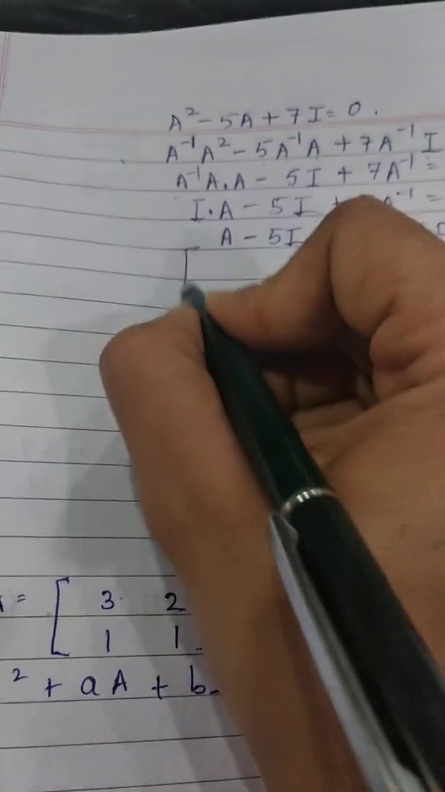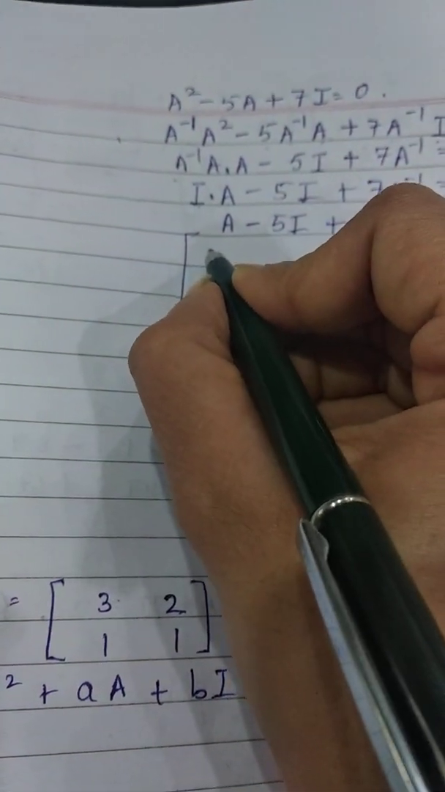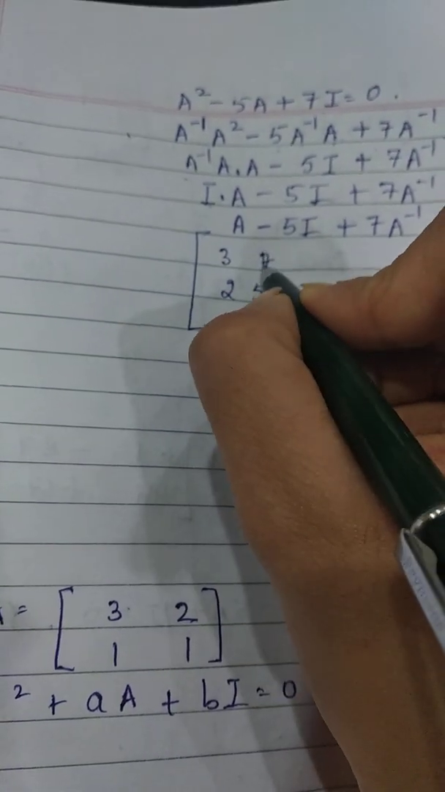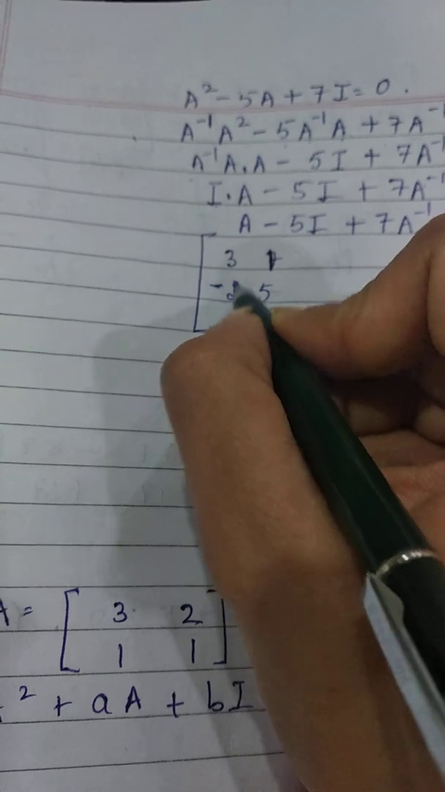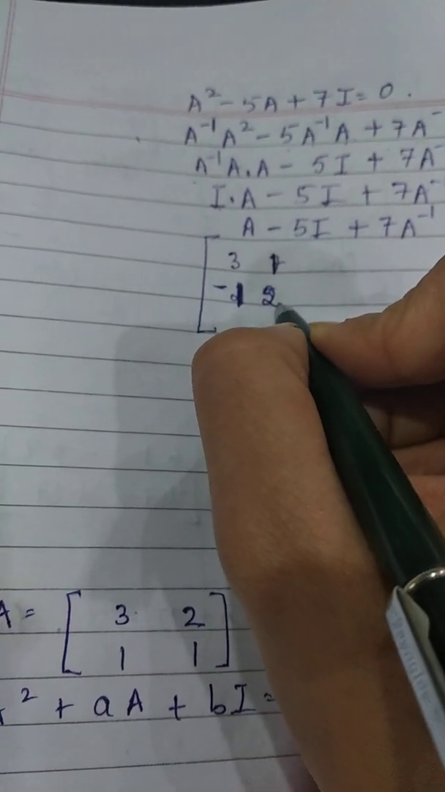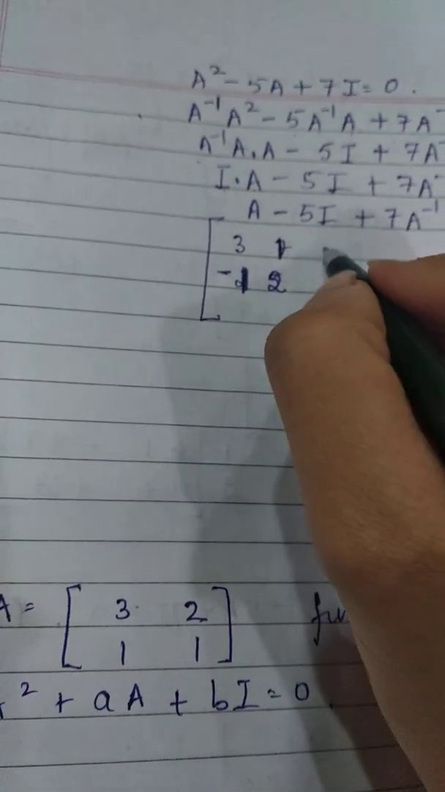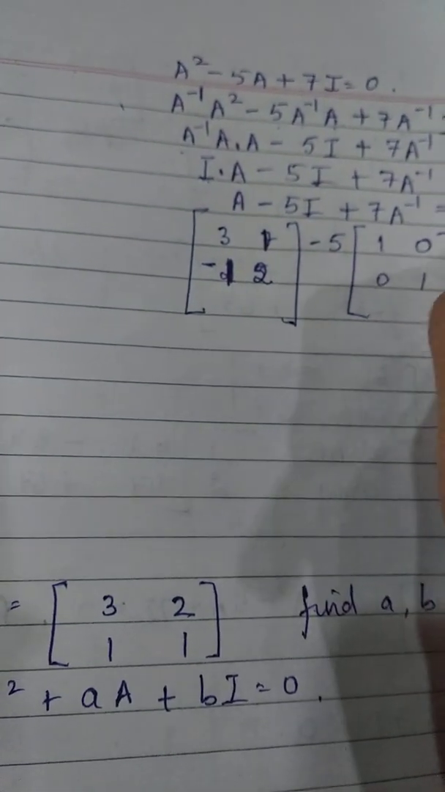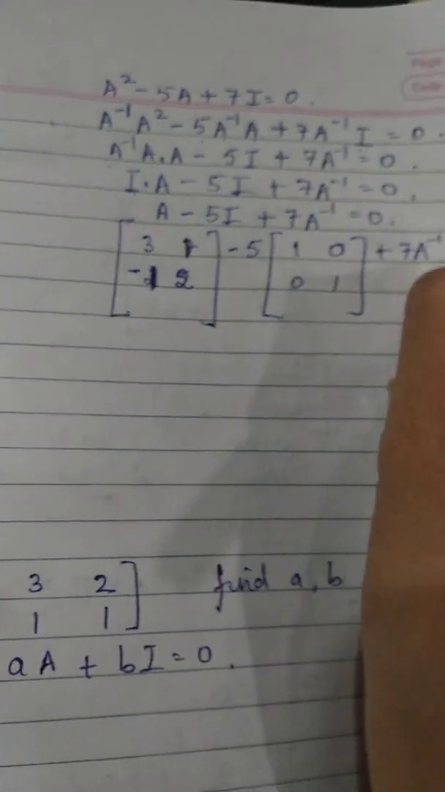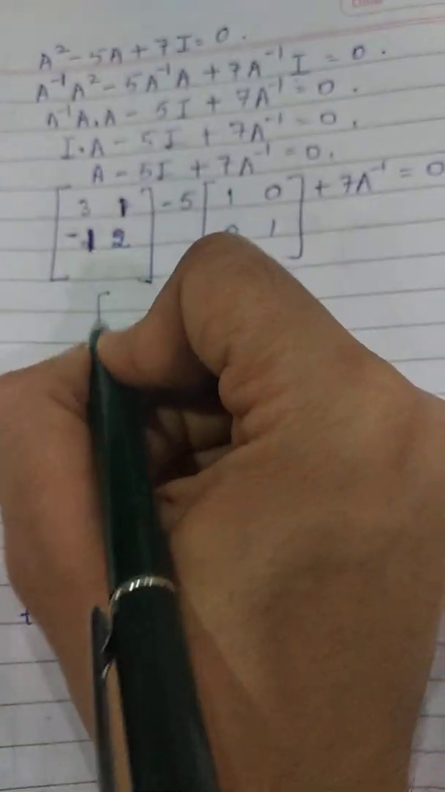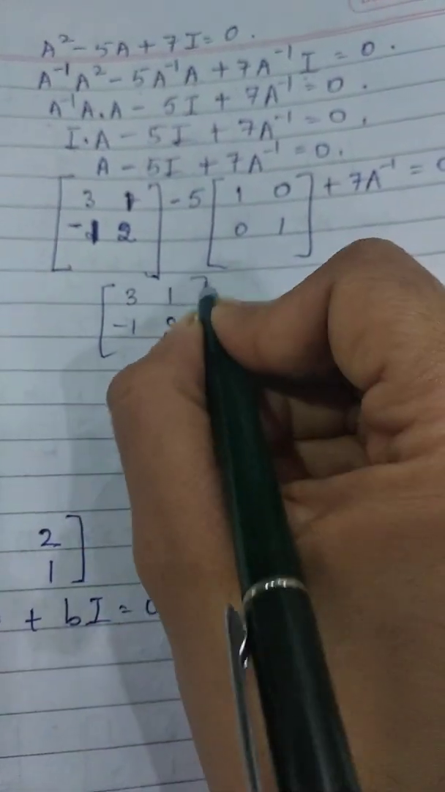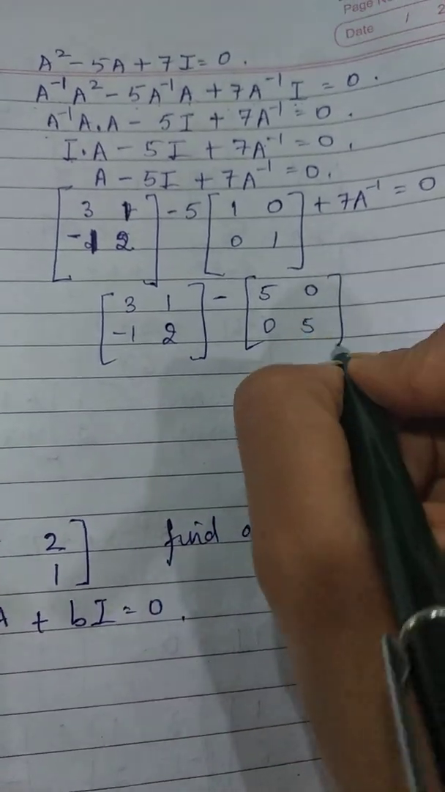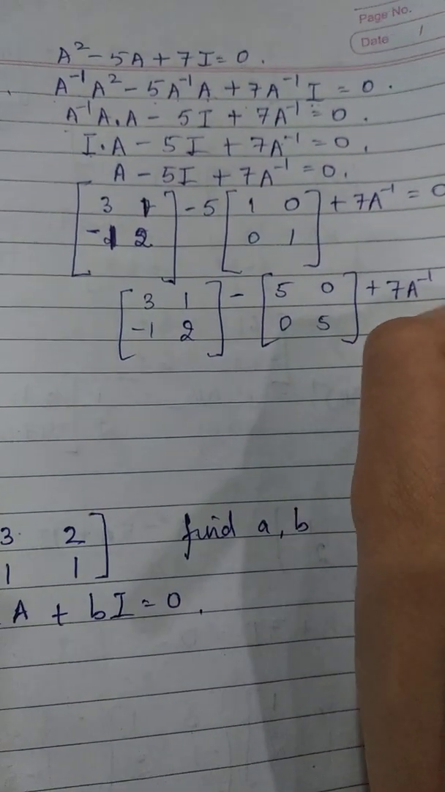And what is matrix A? We'll be just writing it here. A is 3, 1, minus 1 and 2. I is 1, 0, 0, 1. We have to find out the value of A inverse. So this is 3, 1, minus 1, 2, that's minus 5, 0, 0, 5 plus 7A inverse is equal to 0.